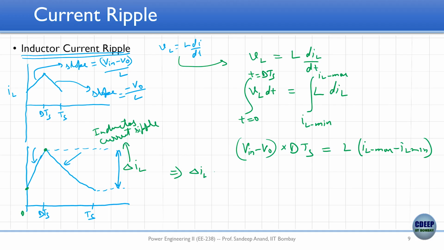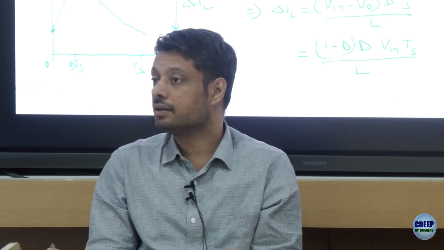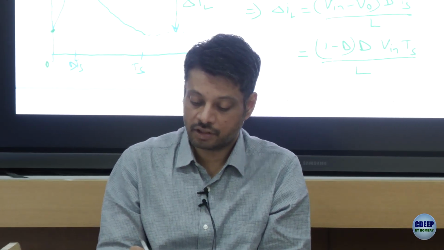delta IL is equal to Vin minus VO into dTs upon L, which I can rewrite as 1 minus d times d into Vin into Ts upon L, right, because now I already know the relationship between Vin and VO. So, I have just substituted that relationship in that equation. Any question? Any doubt? Okay, so that is the expression for the ripple current.